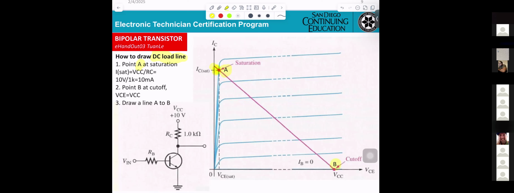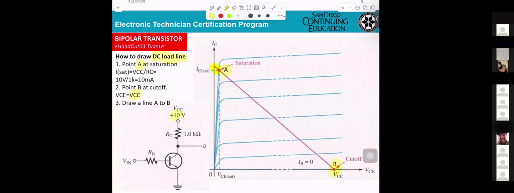And now you get another point. Point B, at the cutoff, we already know at the cutoff VCE equal VCC. So you get the VCC 10 volt. So that's why this will be 10 volt here. Okay, and you get the saturation current. You get another point here. You draw the line. That line they call a DC load line.